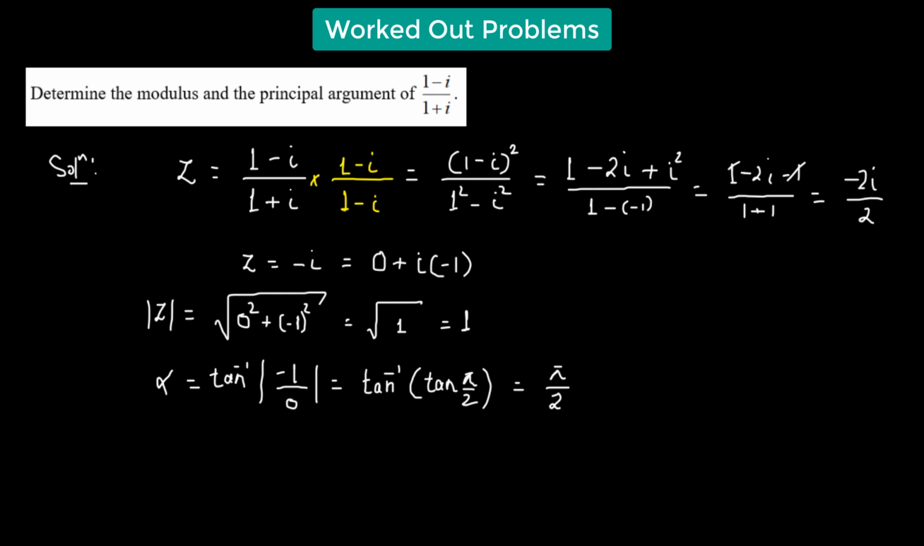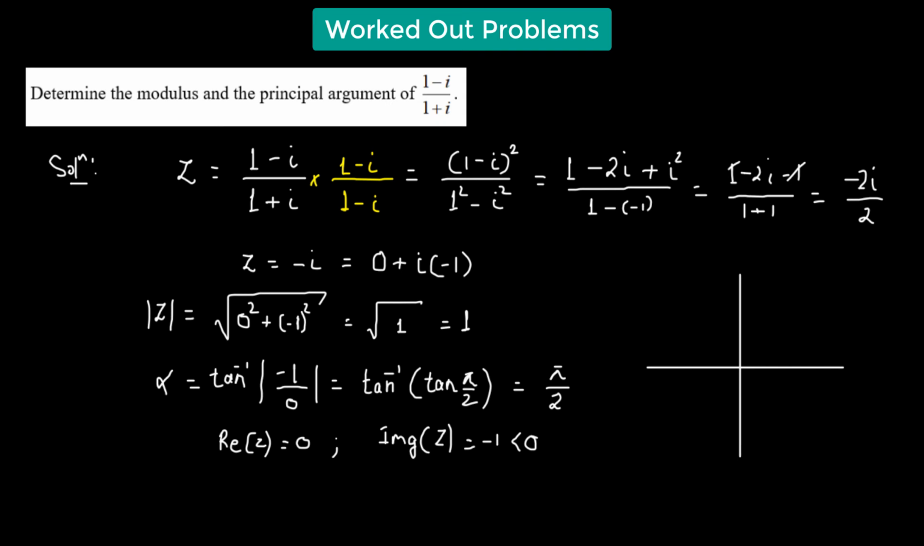quadrant. So we have the real part of z is equal to 0. So this is neutral. So we can't say anything about this. But we have to go to the imaginary part, and we see that its value is negative 1. It's less than 0. So if we check this on our argand plane, we have 0, the real part is 0, whereas the imaginary part is negative 1. So negative 1 means that this is going to be our complex number.